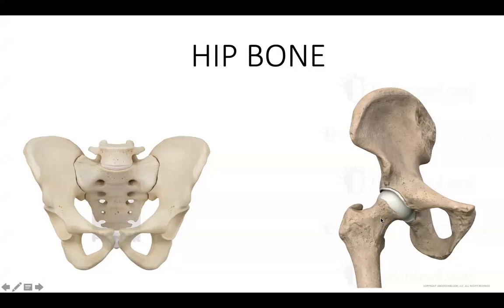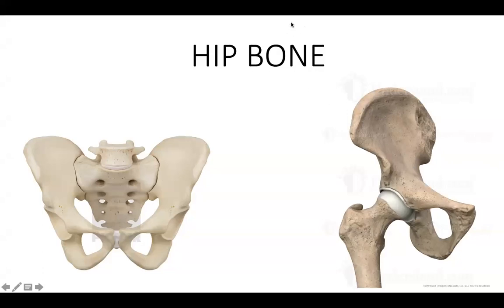This is the femur. The head of the femur articulates with this fossa, which is called the acetabular fossa of the hip bone, and forms a joint which is called the hip joint. Now for today's session, we are going to discuss this bone which is called the hip bone.